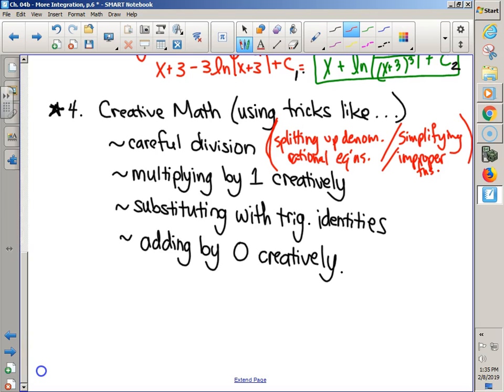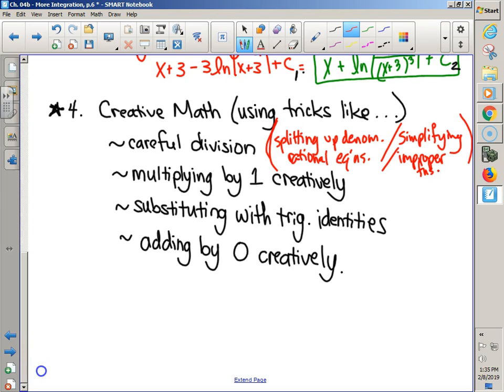What's the second creative tip or trick? Colby, that could be like your conjugate idea. Like if you had a nasty 5 plus square root of x squared minus 1, maybe you could multiply top and bottom by a conjugate, change it up. Maybe it would help, maybe it wouldn't. But that is an idea we've seen before with limits that seem to help sometimes. Multiplying by 1 creatively.